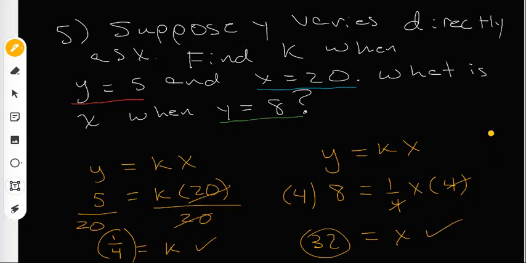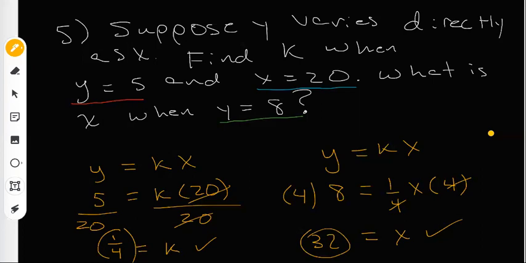So this was a two-part question where you had to find k first and then use k to find a missing variable. But if you plug in all your numbers in the right order at the right time, you'll be able to figure it out no problem.